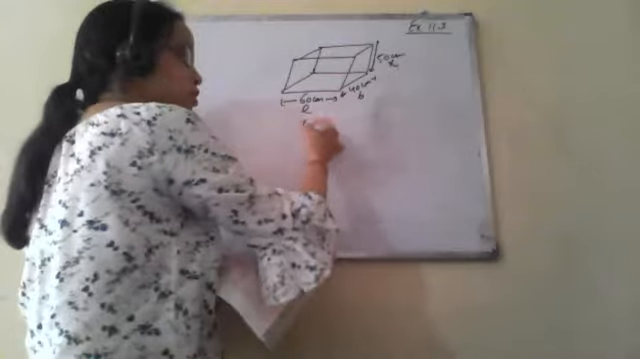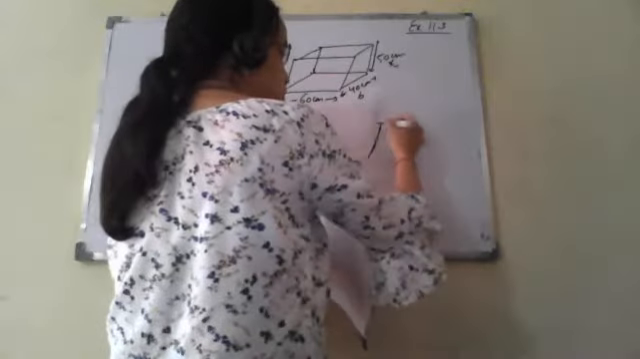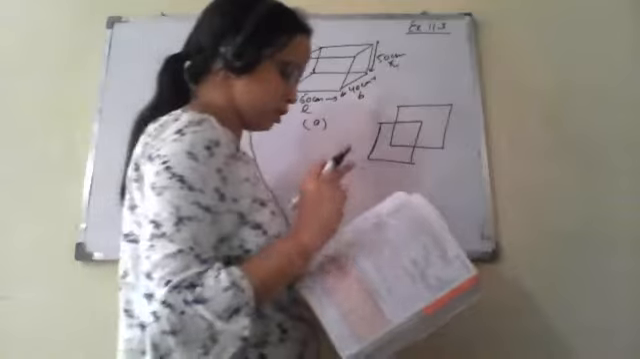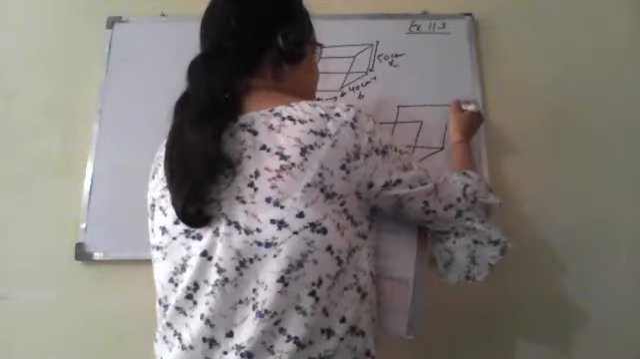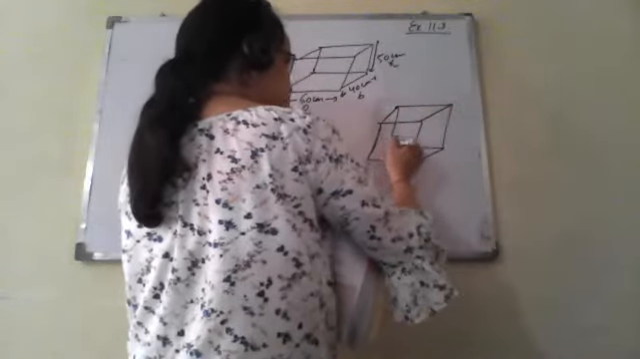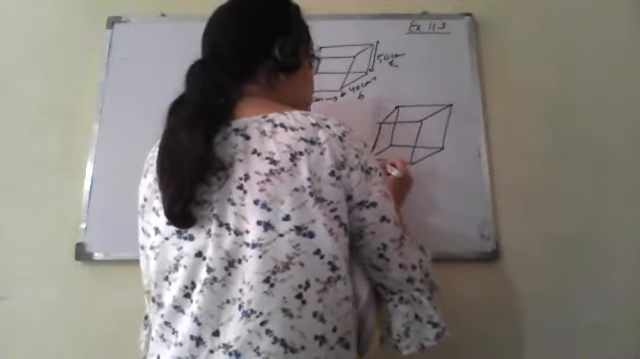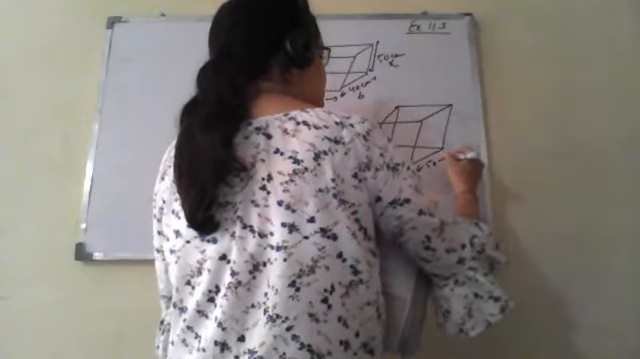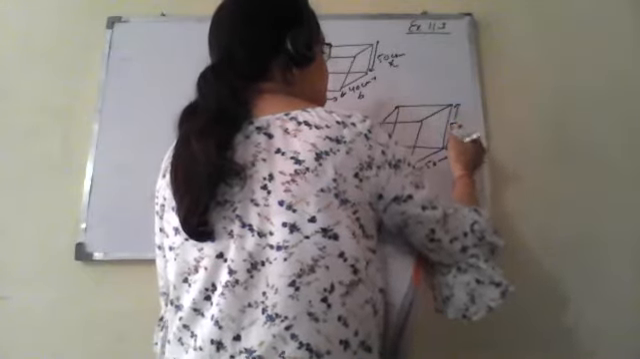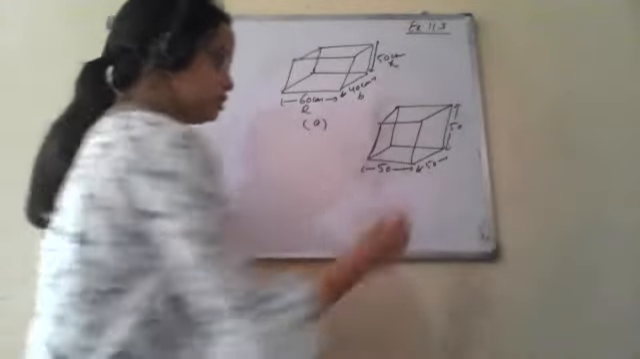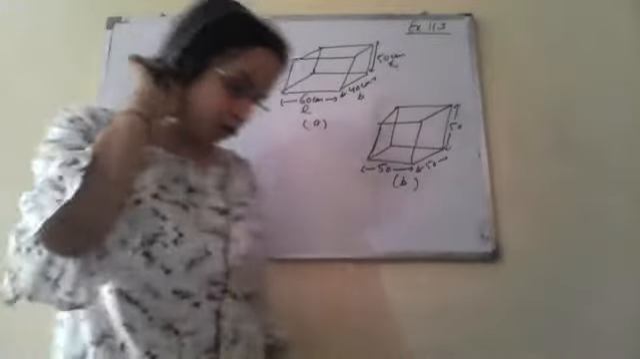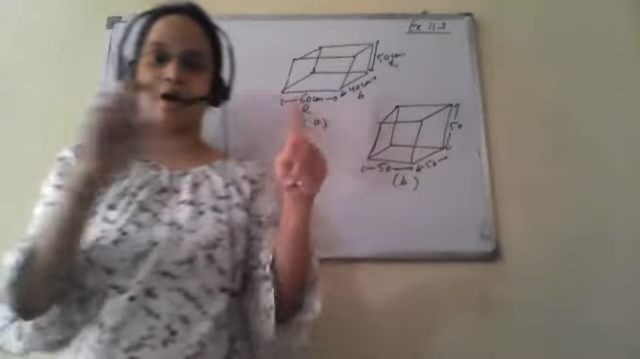So this is figure 1. Now figure 2, this is not exactly a cuboid, this is a square, because all the three dimensions are same. So it can be treated as square, sorry, cube. So this is 50, this is 50, and this is 50. This is figure B.